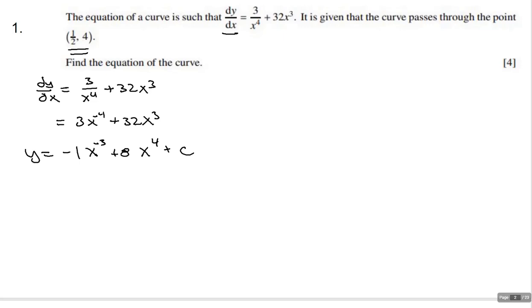That gives me 4 is equal to negative 1 times 1/2 to the negative third, plus 8 times 1/2 to the fourth, plus c. You'll notice we've got an equation where the only thing I don't know is c. Go ahead and pause this and try to figure out what c is going to be, and then start back up again when you're ready.